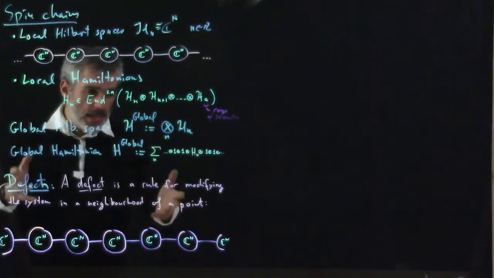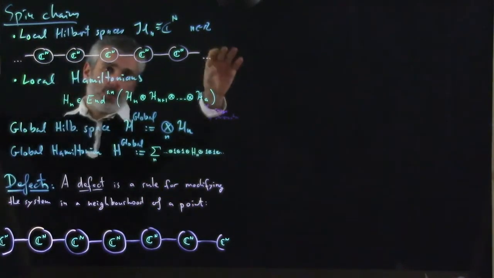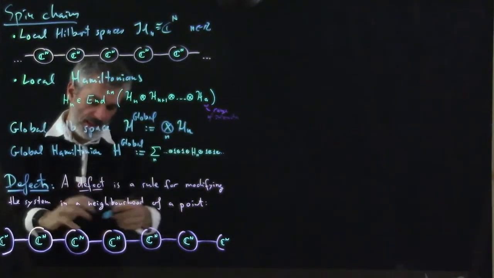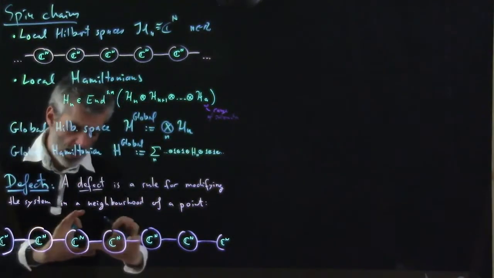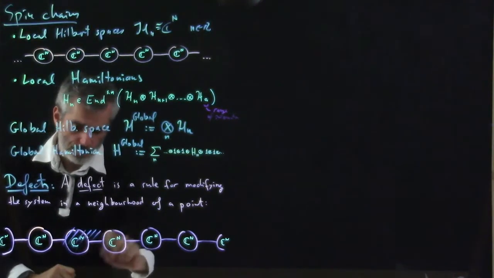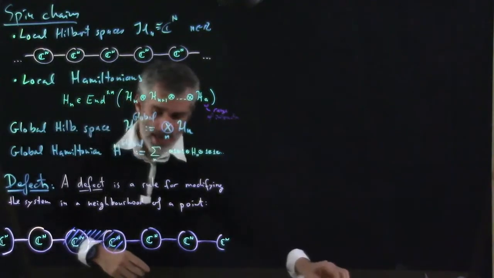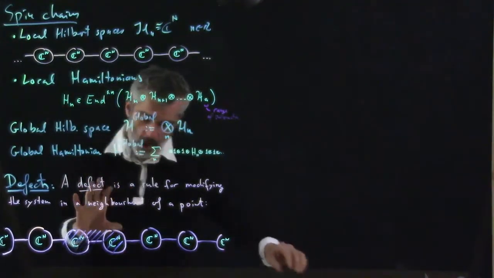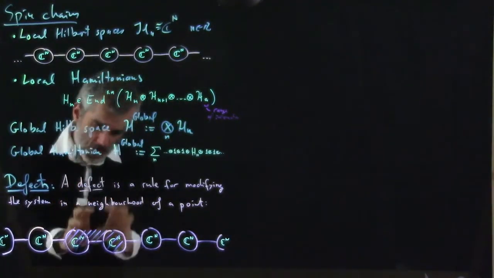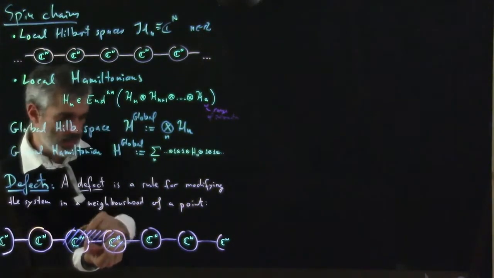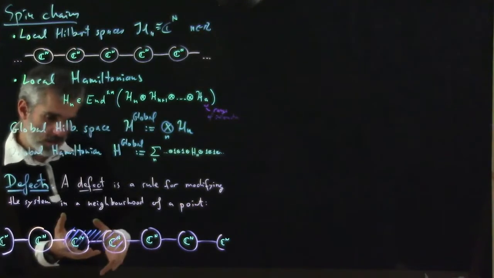So a defect is a rule for modifying what we have here in the neighborhood of a point. So we choose a point, and the point can be a bit thick, and then we say, okay, we don't want this here. And instead, what we're going to put is a new Hilbert space, which is here, and a new local Hamiltonian that tells you how it interacts with the neighbors. And so the picture looks as follows.